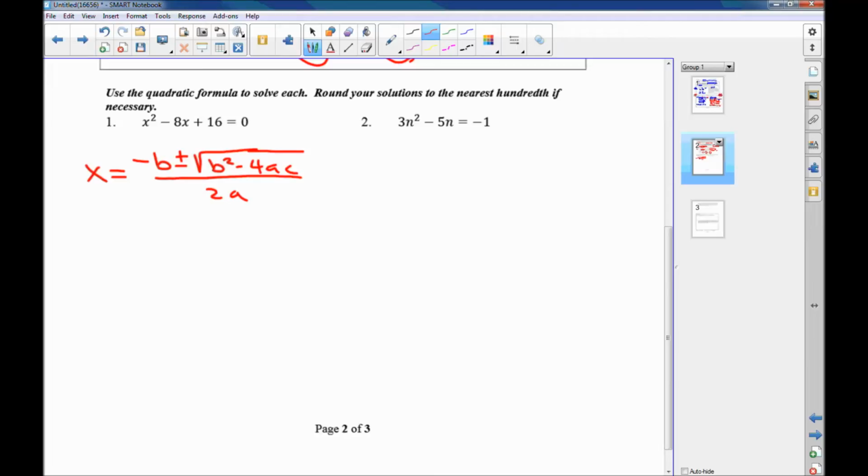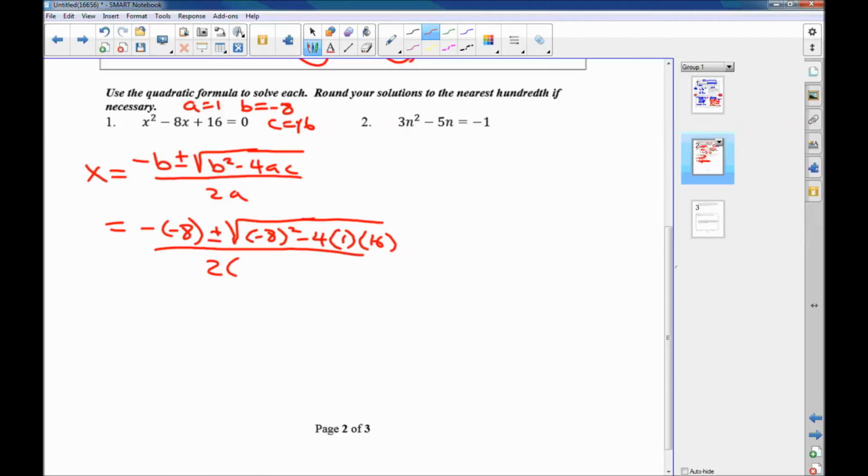Okay, all right, so let's plug in our numbers. A was 1, b was negative 8, and c was 16. So we're going to do negative of negative 8 plus or minus the square root of negative 8 squared minus 4 times 1 times 16, all over 2 times 1. All right, so we'll do a little bit of simplifying. So 8 plus or minus, we're going to get an answer for that stuff under the square root in a second, over 2. So I'm going to pull my calculator out and work out the part under the square root.